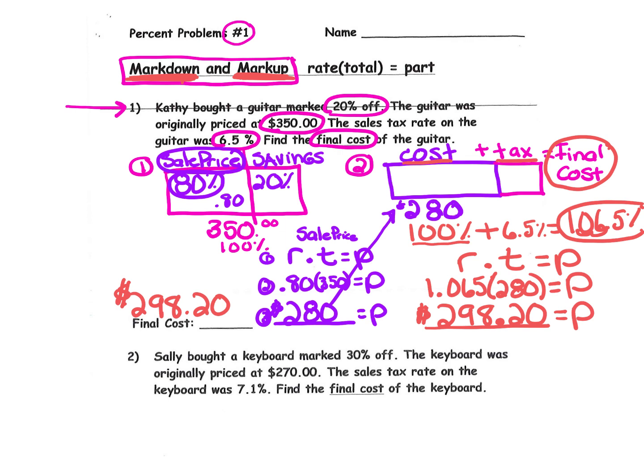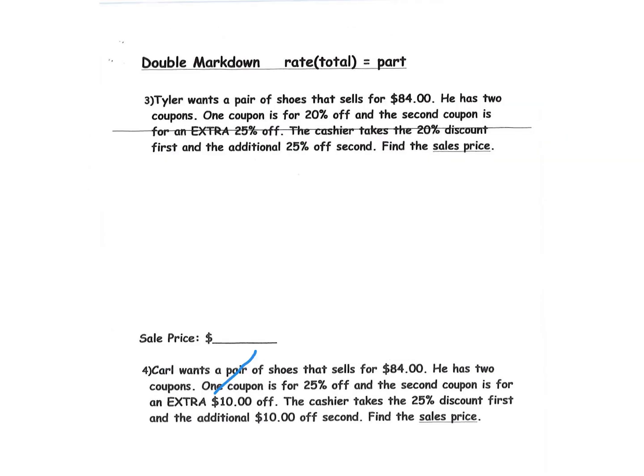Now turn to page 2. You will complete problem number 2 on this page on your own. On page 2, we're going to complete problem 3 together. This is a double markdown problem.